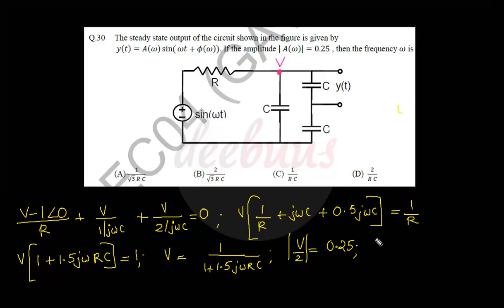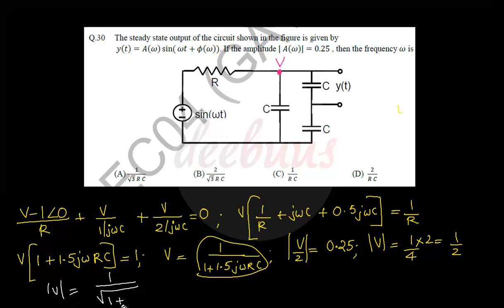Right? So mod V equal to 0.25 is 1 by 4, 1 by 4 into 2, that is 1 by 2. Mod V equal to 1 by 2. So we have to take the modulus of this function. Modulus of this function V, mod V equal to 1 divided by root of 1 square plus 1.5 omega RC the whole square. That is given as 1 by 2.